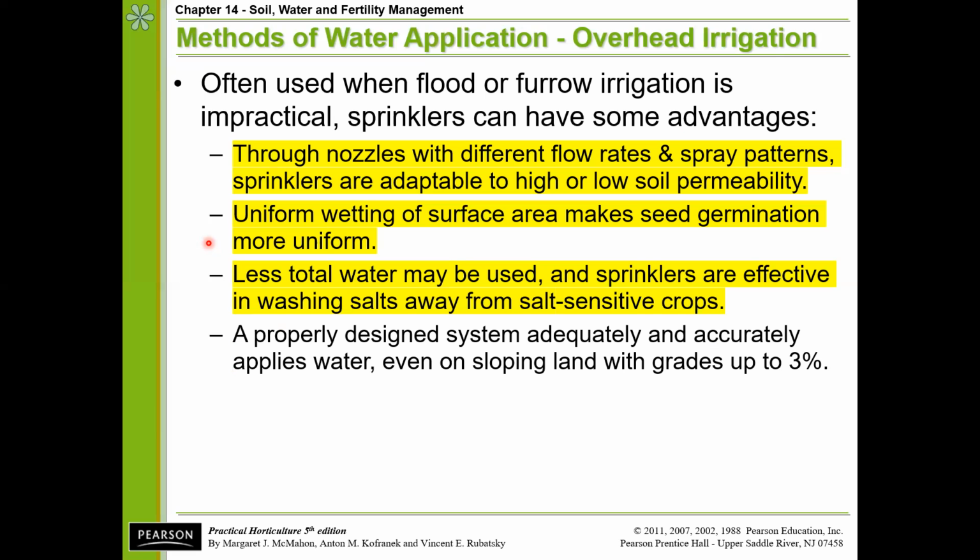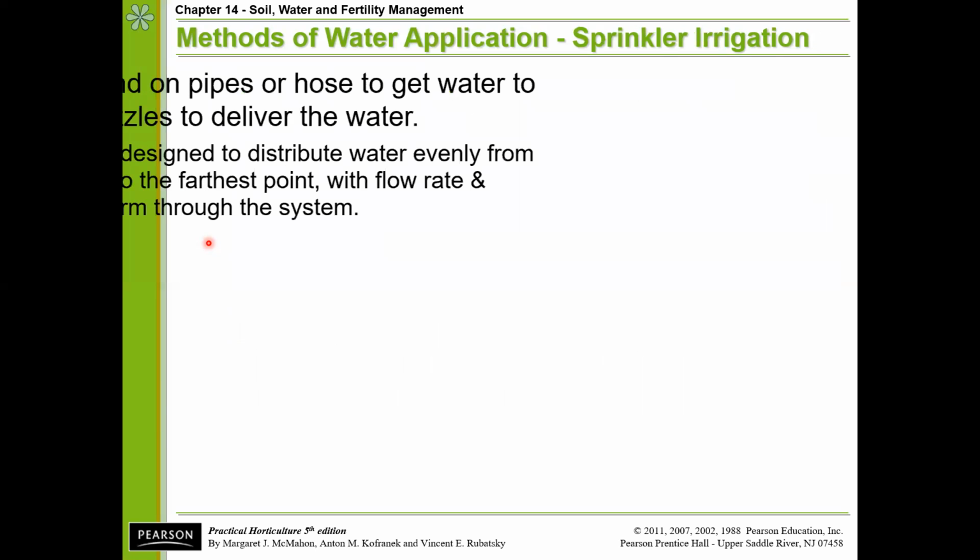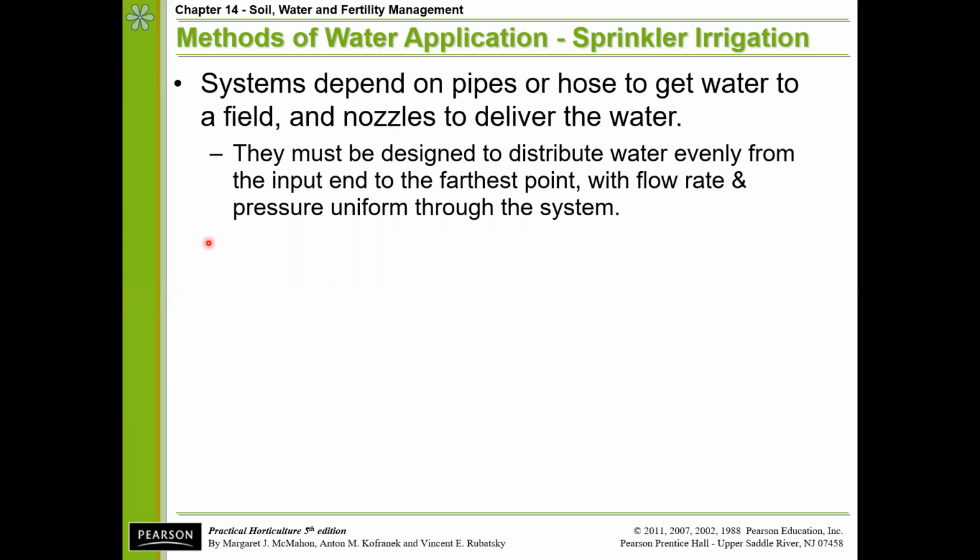But it can be used for washing salts away from salt sensitive crops. And also, in some cases, they use sprinklers for frost control. By putting that water on plants in times of frost, it can either raise the specific heat around the plant, or allow ice to form a layer outside of it that ends up protecting it from really cold temperatures, which I know seems counterintuitive, but that's what they do.